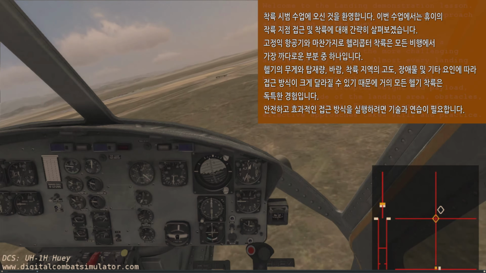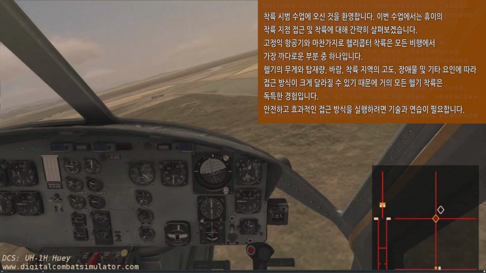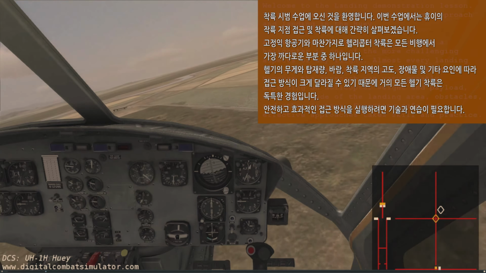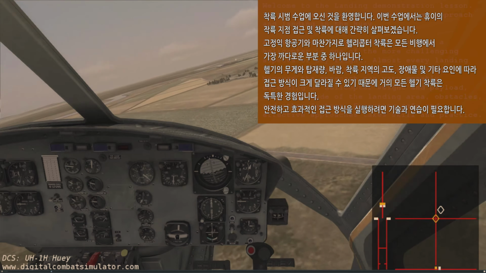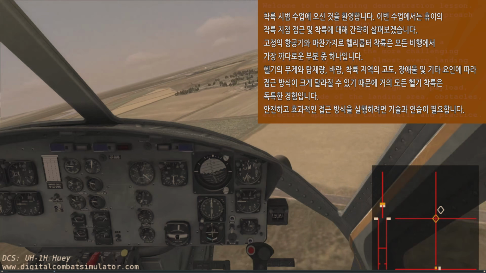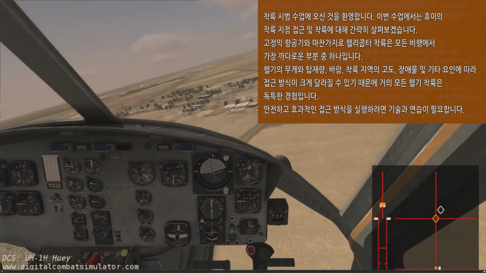Almost every landing in a helicopter is a unique experience because the approach can vary greatly depending on helicopter weight and payload, wind, altitude of the landing area, obstacles, and other factors. Executing safe and effective approaches takes skill and practice.